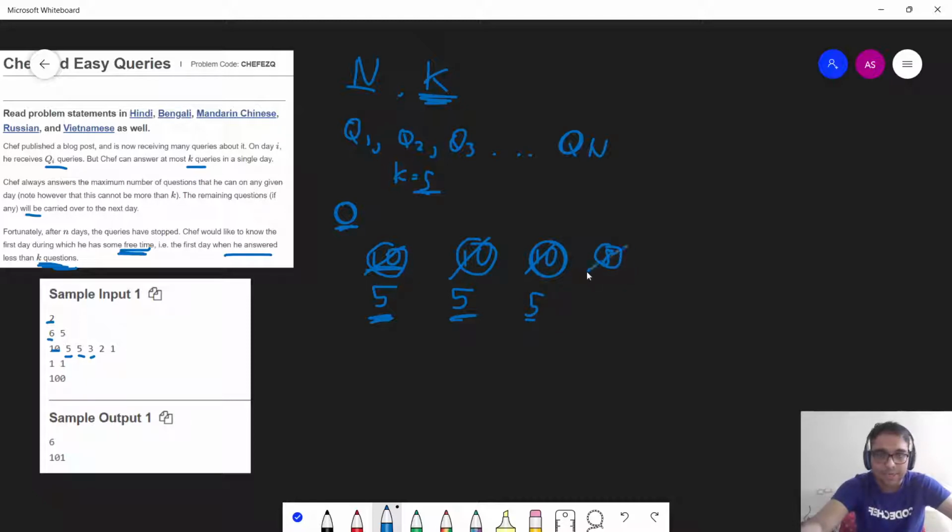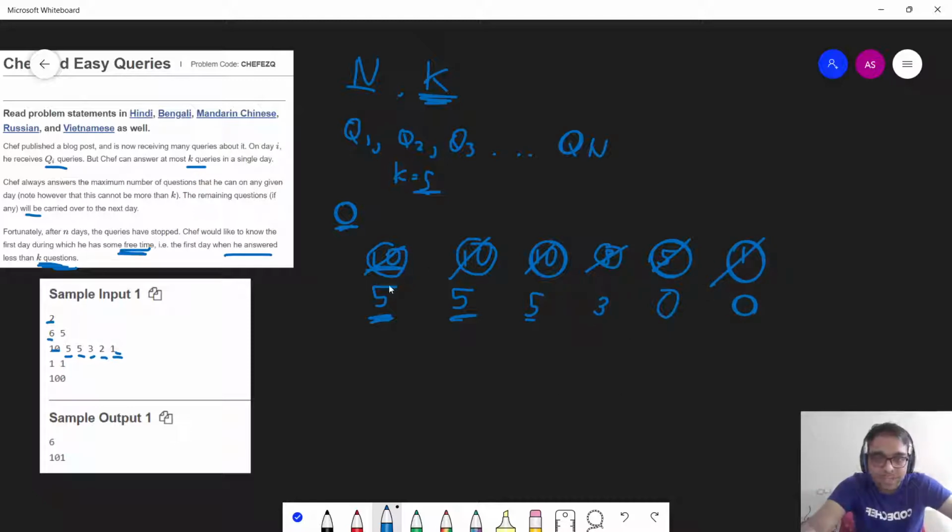And then he was able to solve 5. So 3 queries remain. Then he received 2 queries. So 3 queries already remain, 2 queries joined in, so again 5 queries. And then he solved all 5 of them and got to 0. And on this day, he received 1 query, and he was able to solve this query, and again it turned out to be 0.